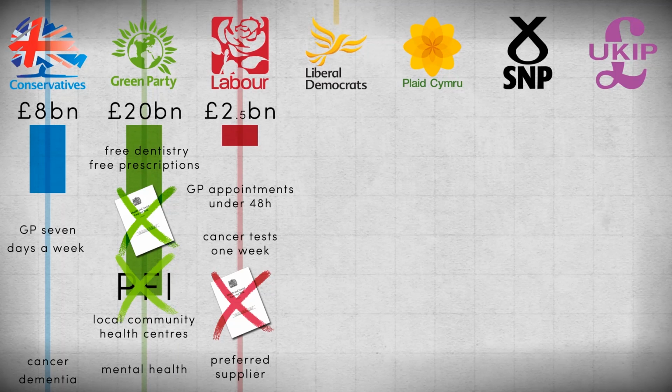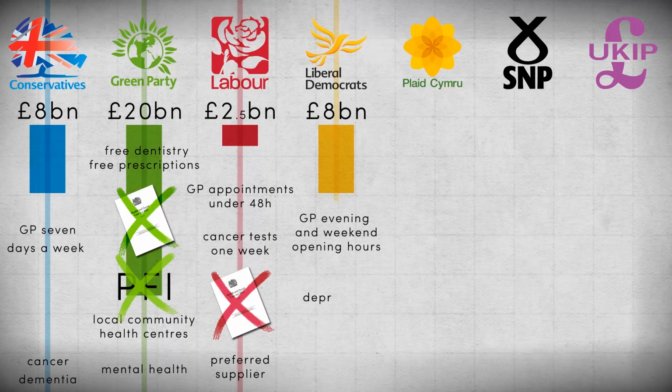The Liberal Democrats will also match the £8 billion shortfall predicted by the report. They will expand evening and weekend opening hours for GPs, and aim to provide therapy in under 18 weeks for conditions such as depression. The Liberal Democrats want Britain to lead the world in mental health research.